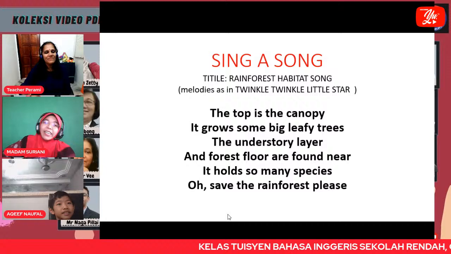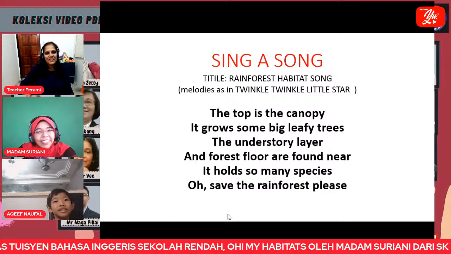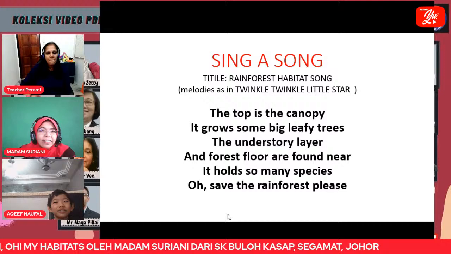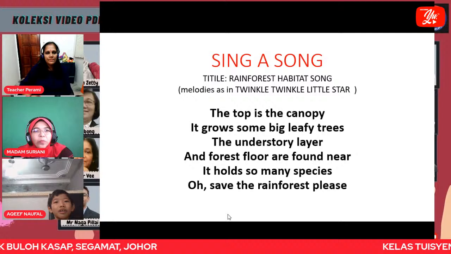The top is the canopy. It grows some big leafy trees. The understory layer and forest floor are found here. It's for so many species. Oh, save the rainforest, please.